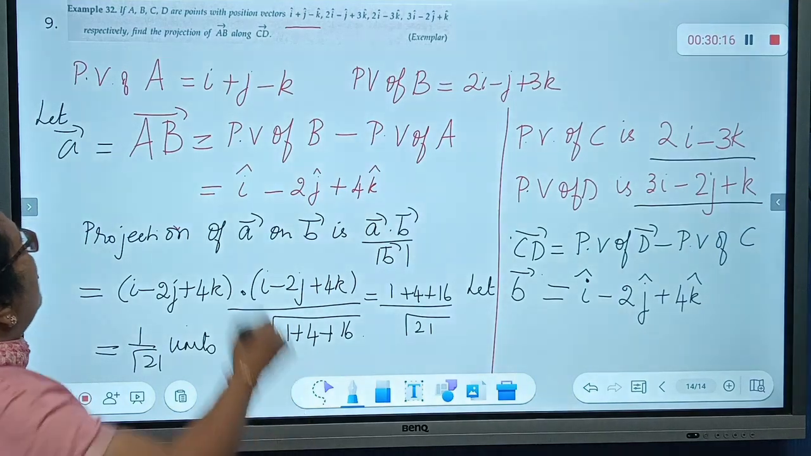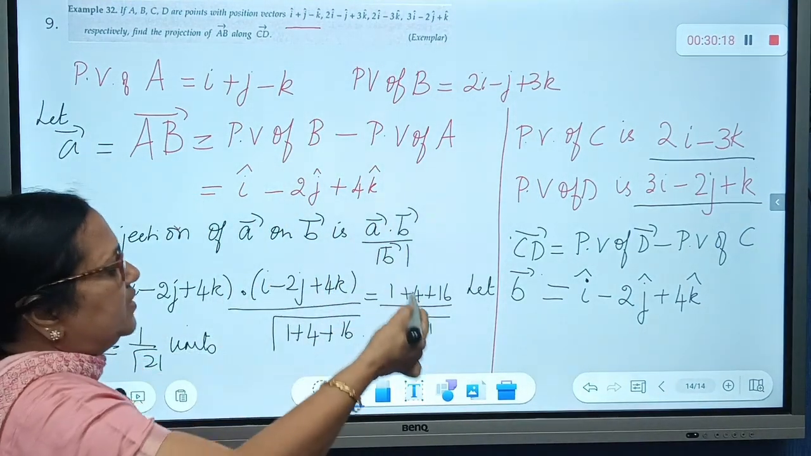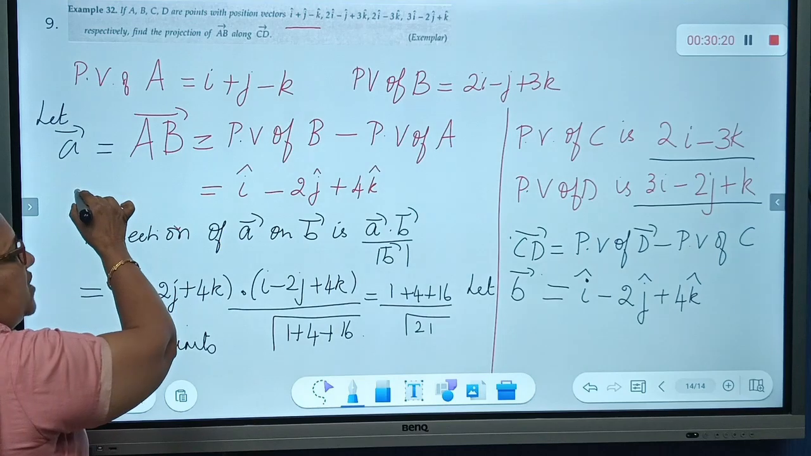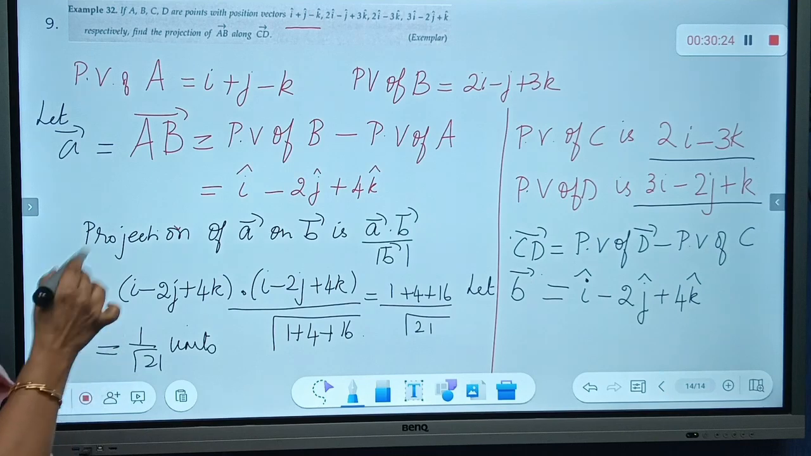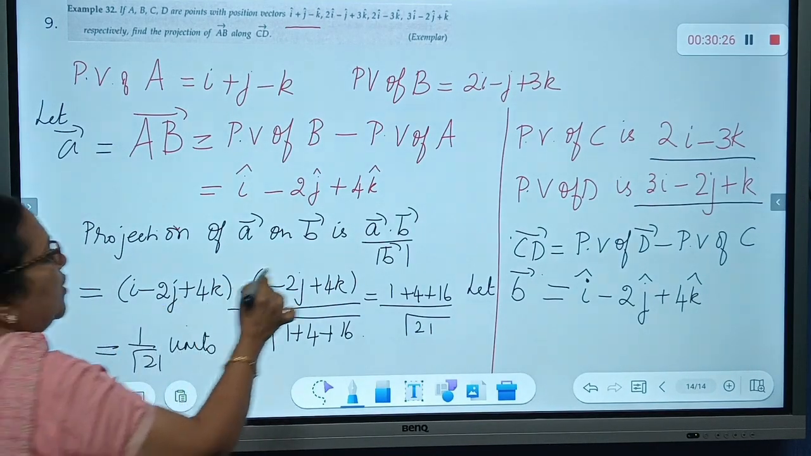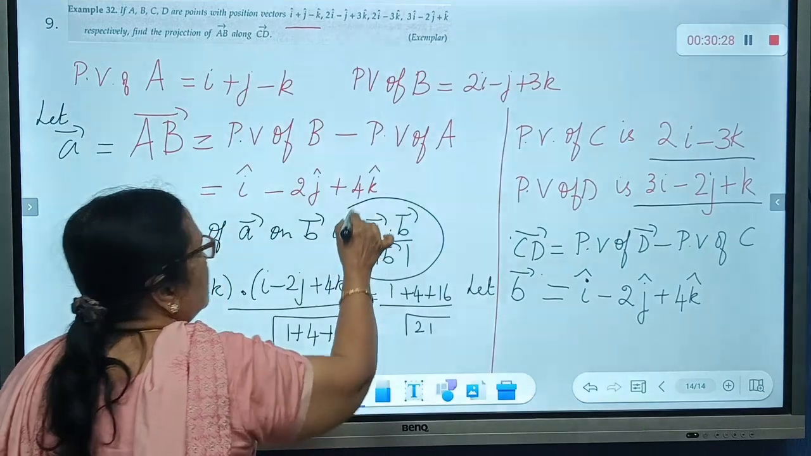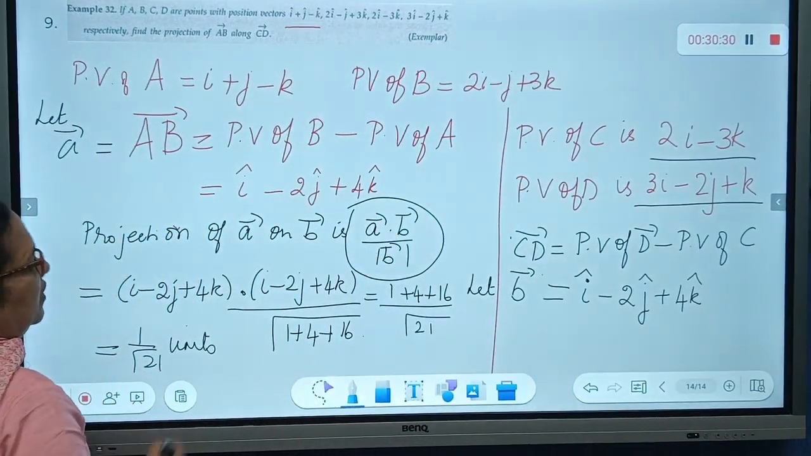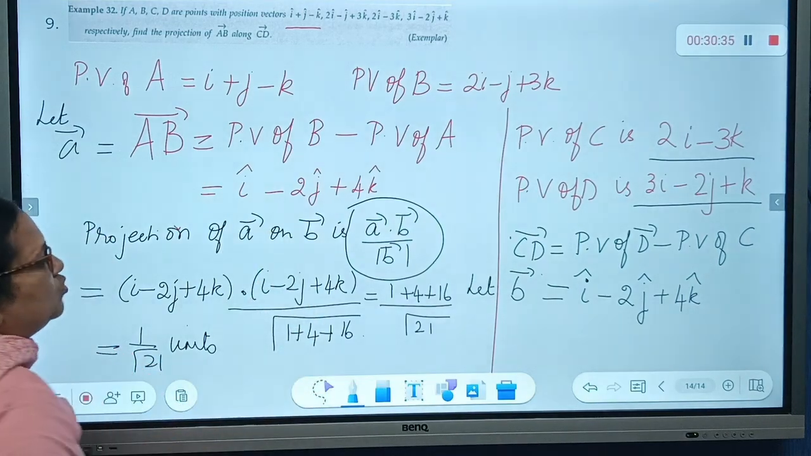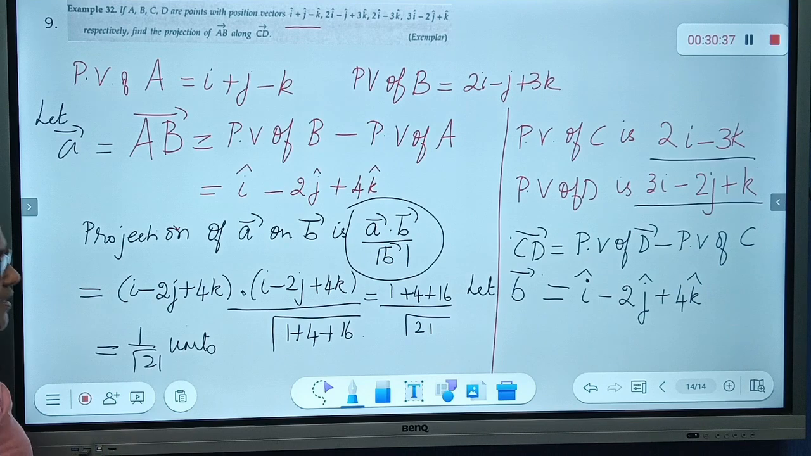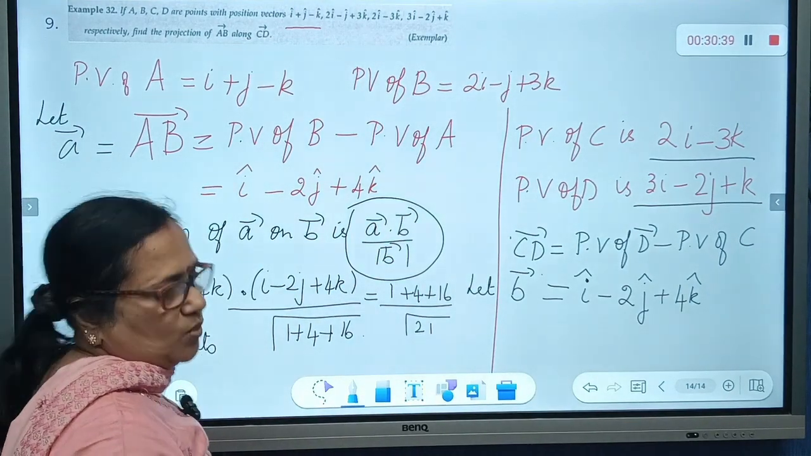So we have found the projection of AB on CD. AB vector I have called A vector, and CD vector I have called B vector. So the projection of A on B is A dot B by modulus of B vector. I have found A dot B divided by the length of B vector, which is 1 plus 4 plus 16, that is root 21. So if I simplify this, I get root 21.